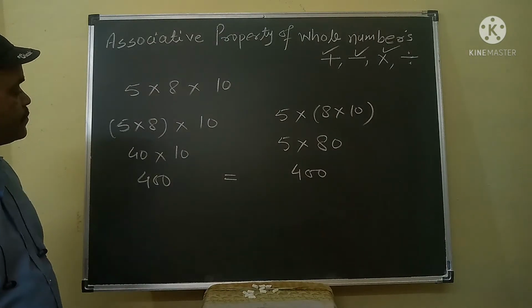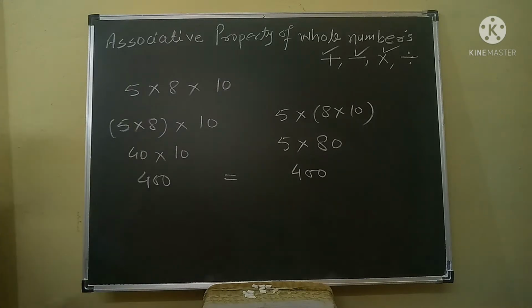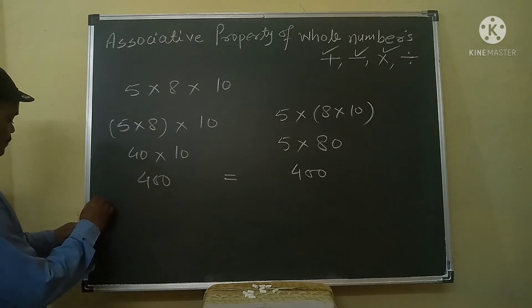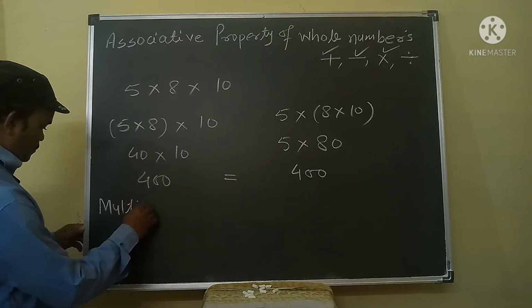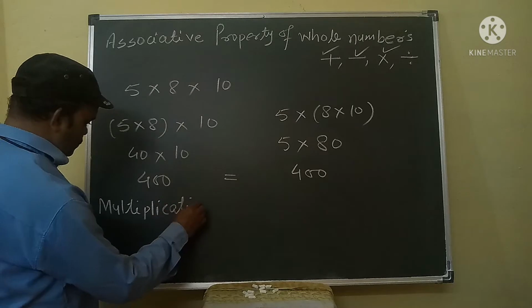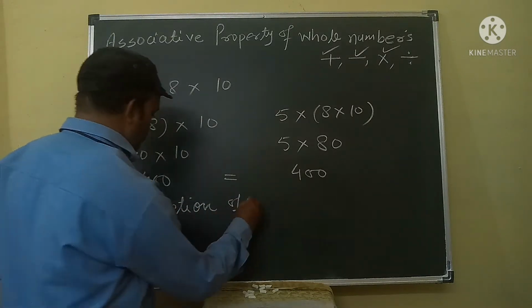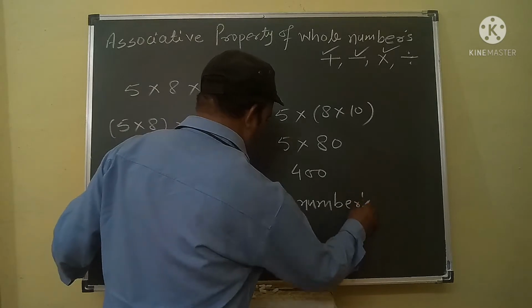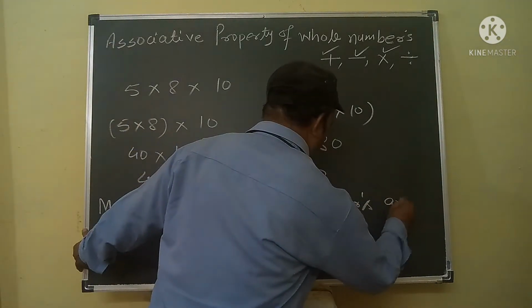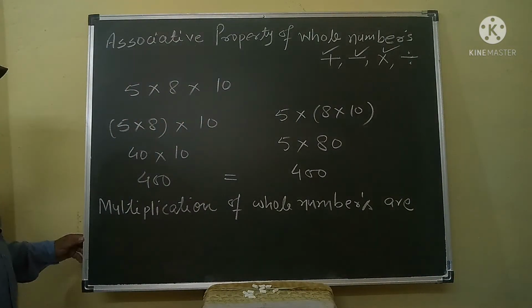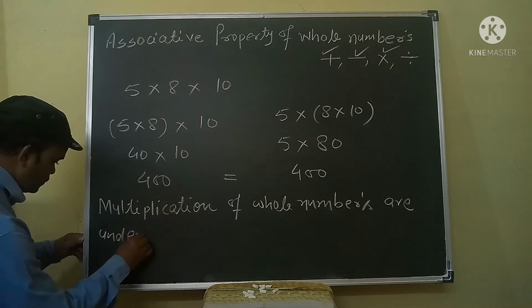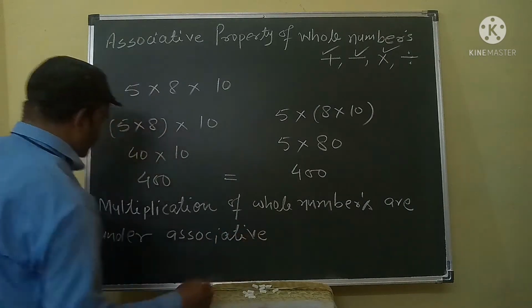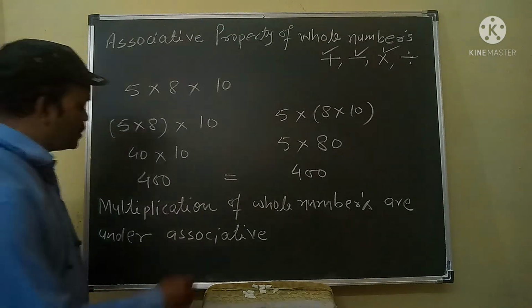So what are you seeing? Multiplication of whole numbers is associative.